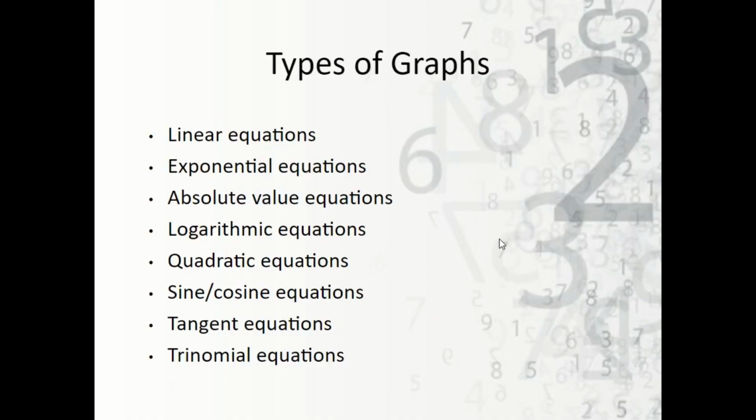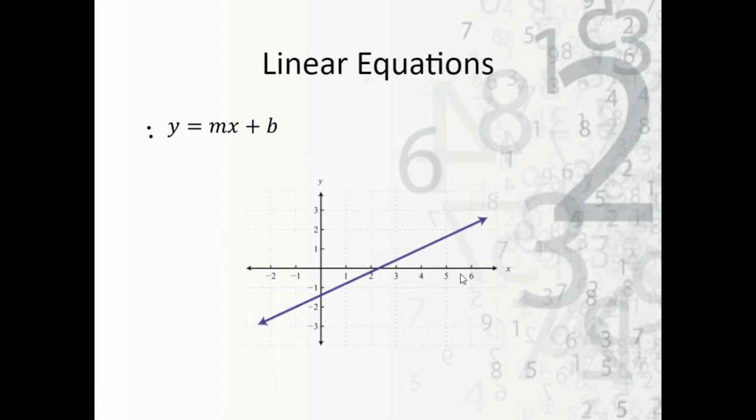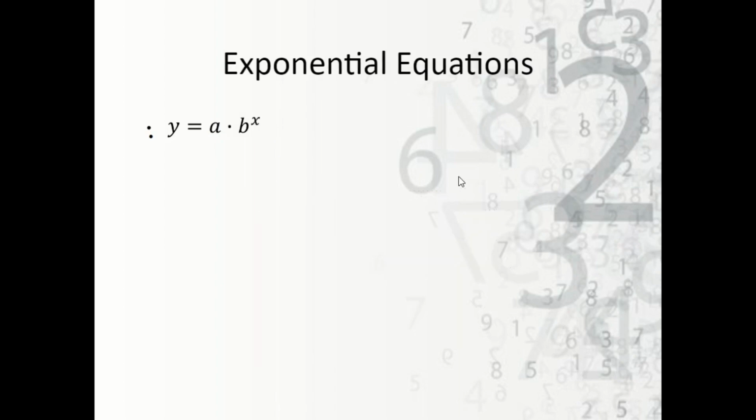Now, most of the time in the past, when you've done systems of equations, you've probably really only looked at it with linear equations. But these can come in any form. We can have a system of any type of equation. So the different types are linear equations, exponential equations, absolute value equations, logarithmic equations, quadratic equations, sine or cosine equations, tangent equations, and trinomial equations. So a linear equation, first of all, looks like this, y equals mx plus b, and it forms a straight line.